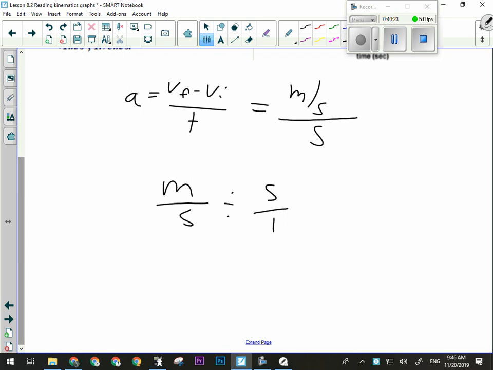You flip the second one and then multiply. Okay, so that means I've got meters over seconds times 1 over seconds. What's meters times 1? Meters. What's seconds times seconds? Seconds squared. Okay, what we're really finding here is meters per second per second.